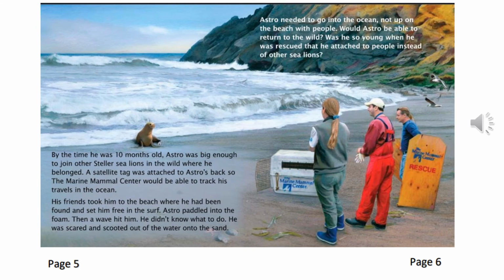Astro paddled into the foam. Then a wave hit him. He didn't know what to do. He was scared and scooted out of the water onto the sand. Astro needed to go into the ocean, not up on the beach with the people. Would Astro be able to return to the wild? Was he so young when he was rescued that he attached to people instead of other sea lions?